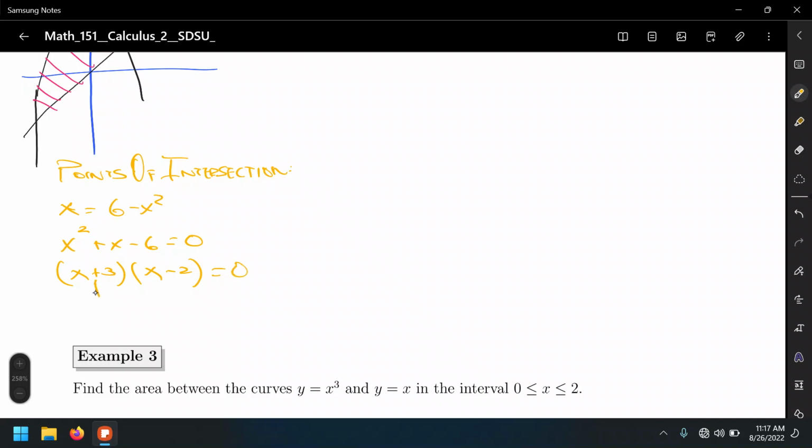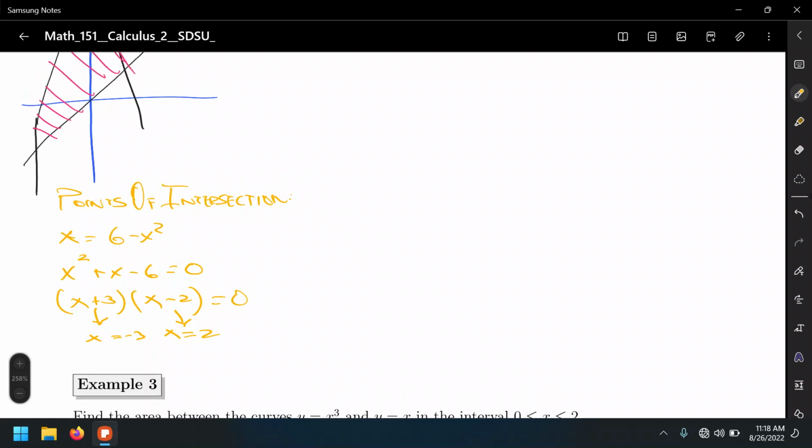The zero product property tells us that x equals negative 3 or x equals 2. And voila, we have the limits of integration. Those are the intersection points, therefore the limits of integration.